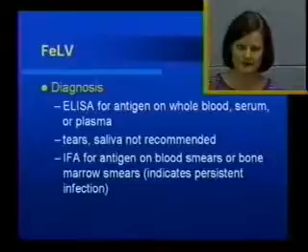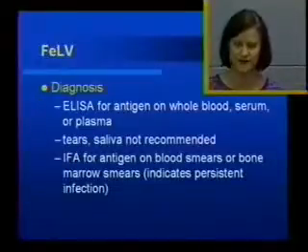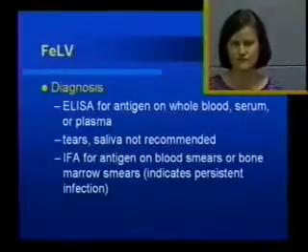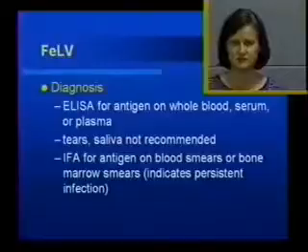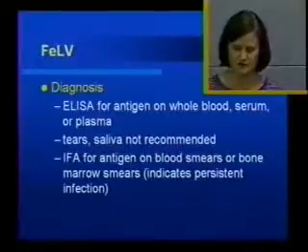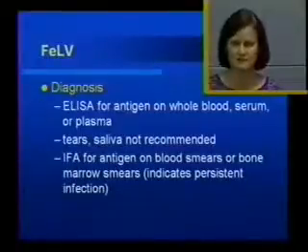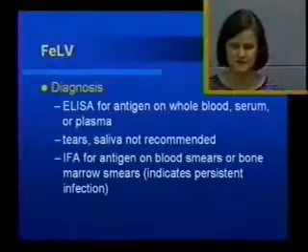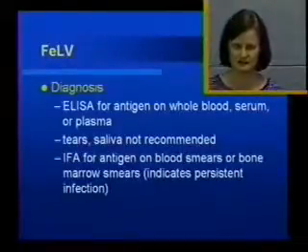Diagnosis is typically made by ELISA testing for antigen, or the virus itself, in whole blood, serum, or plasma. Although testing has been available in the past for tears and saliva, we do not consider these to be reliable tests and do not recommend them. Immunofluorescent antibody testing for antigen on blood smears or on bone marrow smears can also be performed by reference laboratories, and a positive IFA test does mean that cats are going to be persistently infected for life.